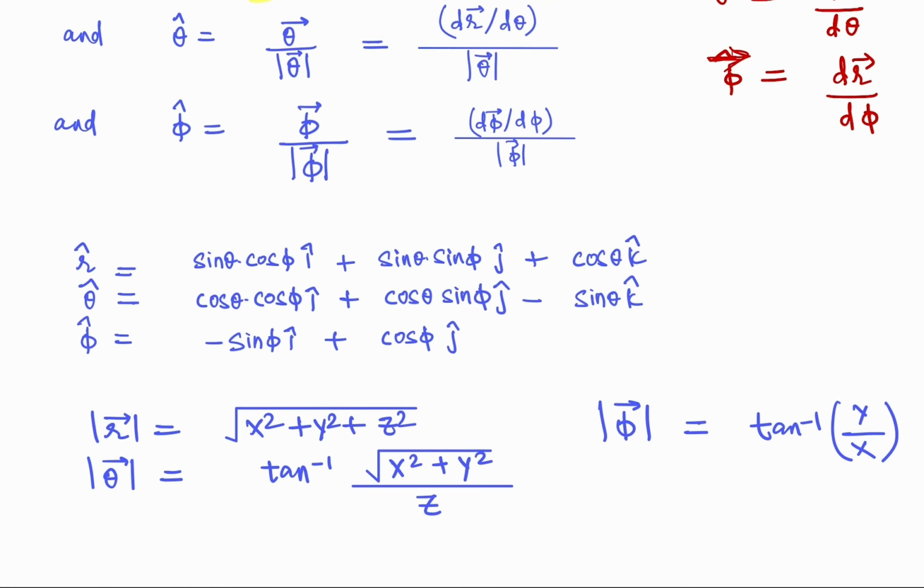You must remember this expression, as it is readily used in various derivations. Let me recite it for you. r cap is sine theta cos phi i cap plus sine theta sine phi j cap plus cos theta k cap. Theta cap is cos theta cos phi i cap plus cos theta sine phi j cap minus sine theta k cap, and psi cap is minus sine theta i cap plus cos psi, actually, it is going to be not psi but theta. Let me confirm it for you.